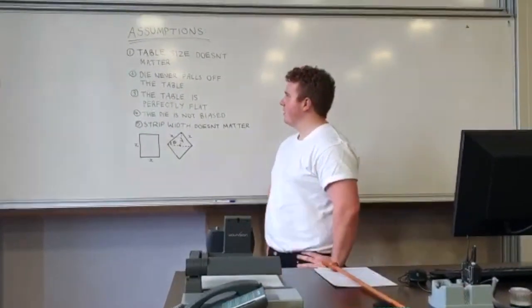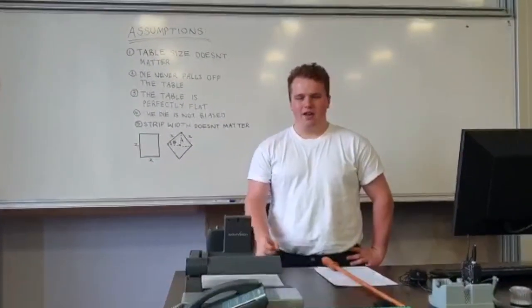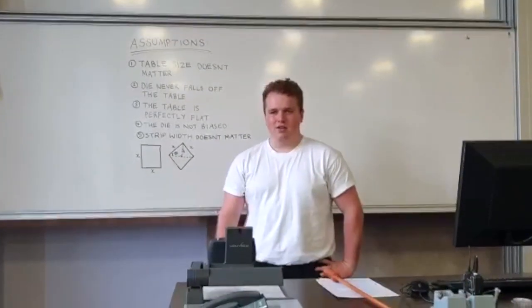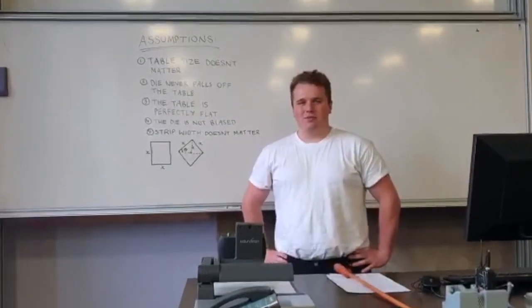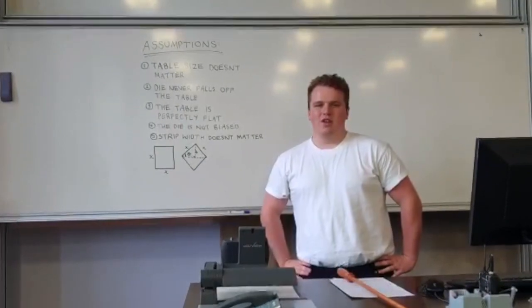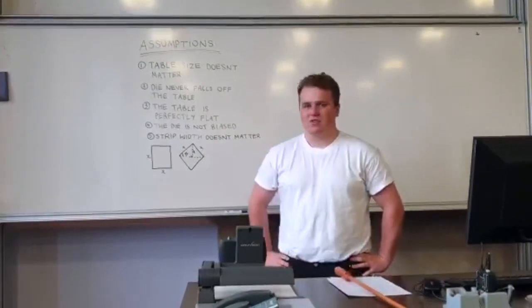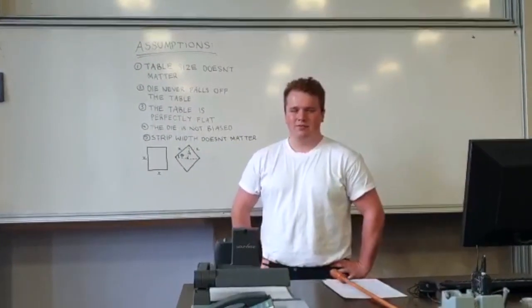Number 1, table size doesn't matter. The reason for this is that the length of the die is always proportional to the width of the stripes. So regardless of the number of columns, you will always have the same proportion of die to width. Number 2, the die never falls off the table. This just means we don't have to consider it in our calculations.